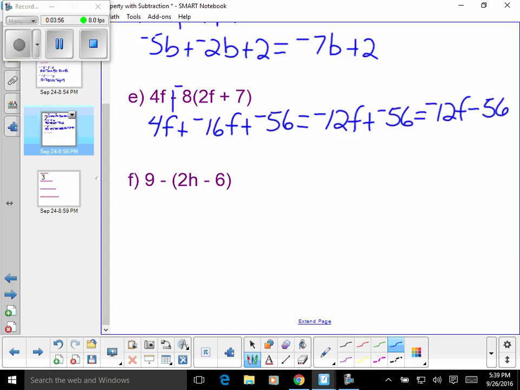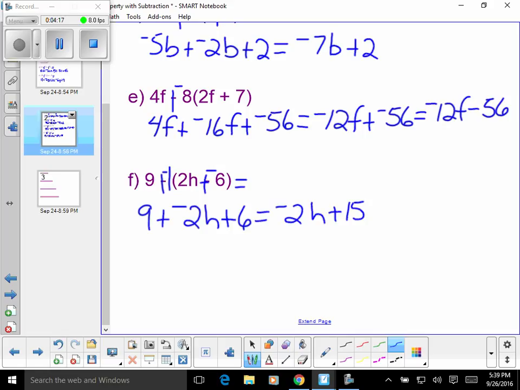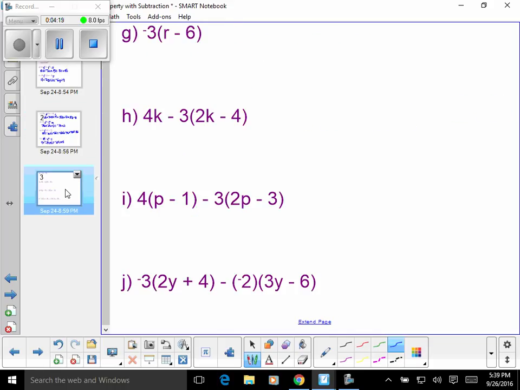And in F, did you catch it that you're supposed to add and then put a negative 1 in there? And don't forget to change this one to add a negative as well. So I have 9 plus negative 2h plus 6. So when I simplify, I will have negative 2h plus 15. Go ahead and try these last ones as well, and then I'll go over them.